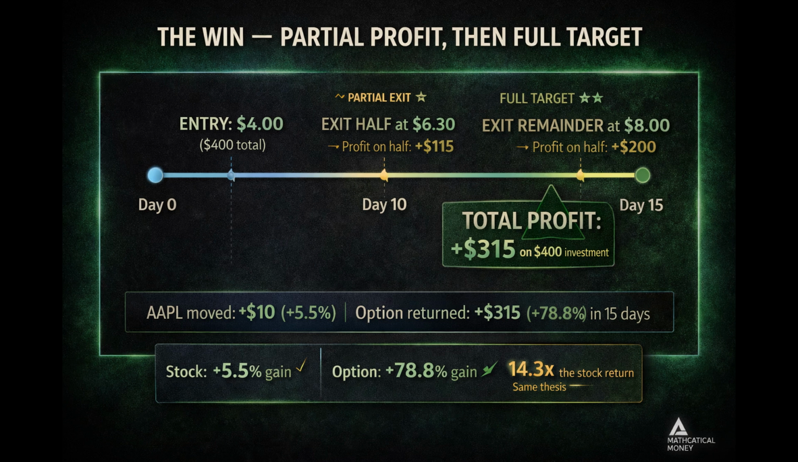5 days later, Apple reaches $192.50. Your remaining half contract option is now worth $8.05, just above your full target. You close the remaining position at $8 even.